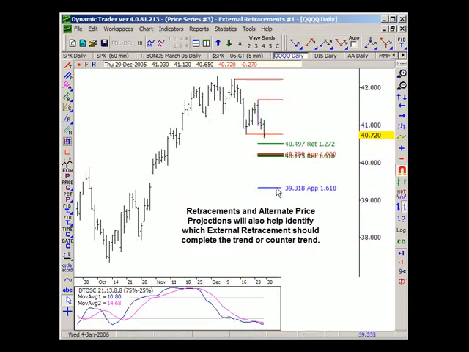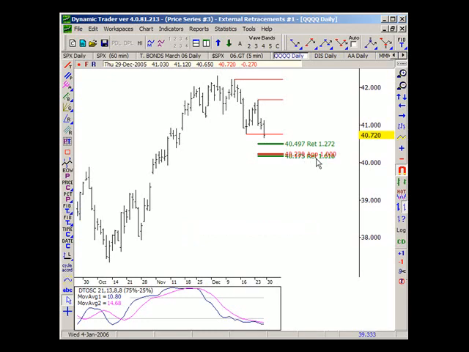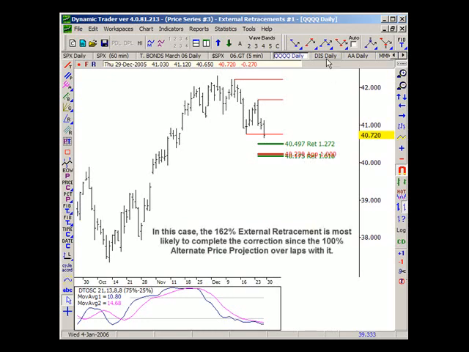Now we taught you all about alternate price projections in the first two tutorials of this series, so I'm not going to go through the details, but the 100% alternate price projection is almost overlapping with the 162% external retracement. So of these two external retracements, more than likely the one that's going to complete the correction is the 162% external retracement, because we have another price projection from a completely different perspective falling near that one and not the 127. Let me go ahead and just put our internal retracements in.